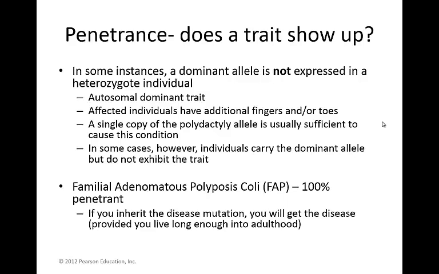For example, there is a trait involved with the number of fingers and toes that you have. And sometimes, if you only get one copy of this, if it's a dominant allele, it might not be expressed in a heterozygous individual. If you happen to have this trait, it's autosomal dominant. If it had 100% penetrance, you would expect 100% of affected individuals to have additional fingers and toes. And a single copy of this polydactyly allele is usually sufficient to cause this condition.